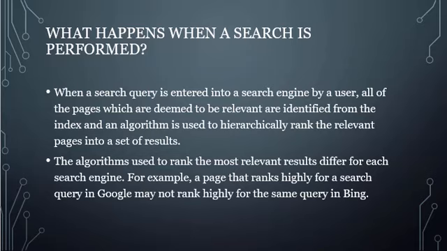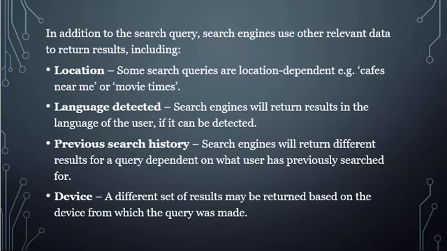For example, a page that ranks highly for a search query in Google may not rank highly for the same query in Bing. In addition to the search query, search engines use other relevant data to return results. That includes location, in a sense that some search queries are location dependent, for example, caves near me or movie times, etc. Then comes the language detected.